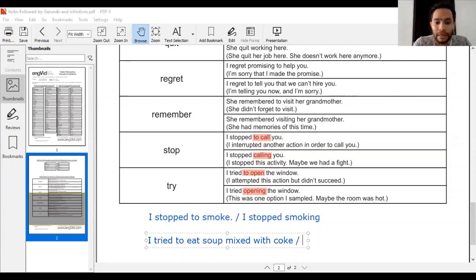So, ¿por qué no intentan mezclar o comer la sopa mezclada con Coca-Cola? Right? Entonces, en ese caso yo diría, digamos que lo intentaron, ¿cierto? I tried eating soup mixed with Coke.